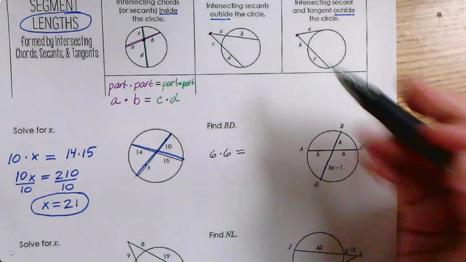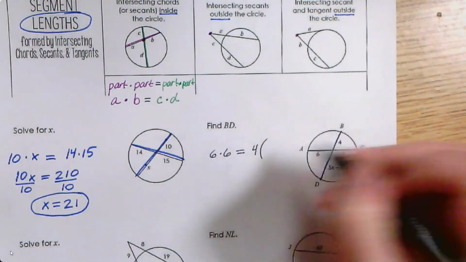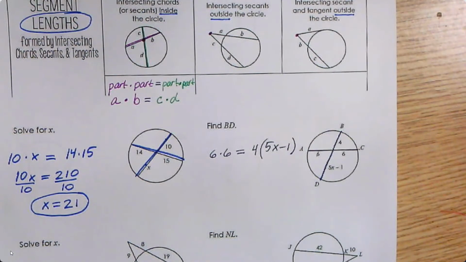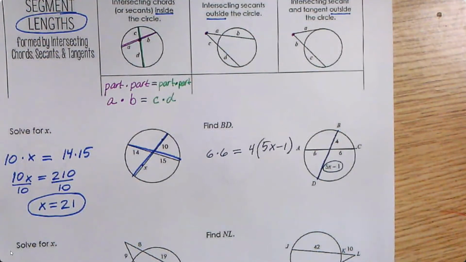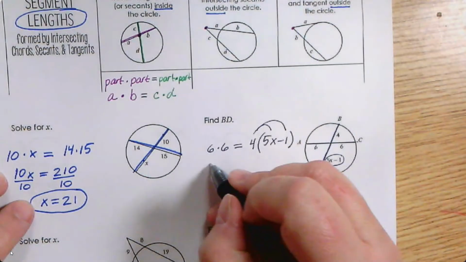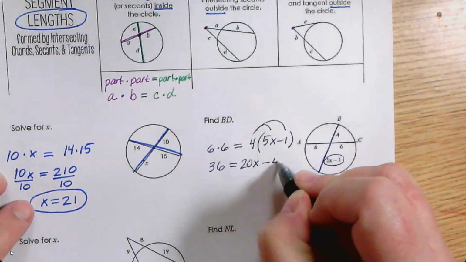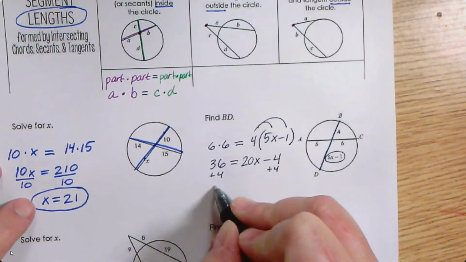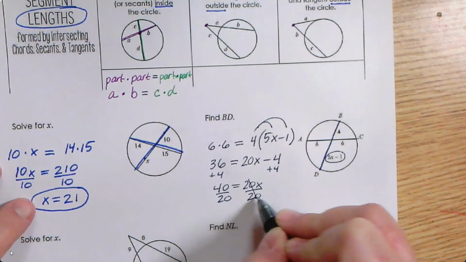When you multiply something times something else that has two terms, you need to use parentheses. We need to make it look like this to understand that we're multiplying the 4 times that entire number represented by 5x minus 1, not just the 5x. So I'm going to distribute. This is 36 equals 4 times 5x is 20x, and 4 times negative 1 is negative 4. Add 4 to both sides, and I get 40 equals 20x, and x is going to equal 2.